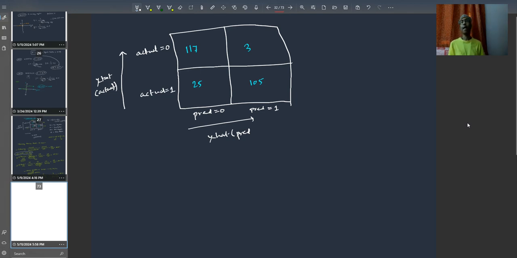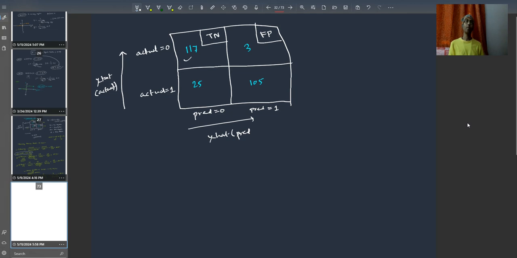Now, actually it was 0 and prediction was also 0. This is that box, right? This box we call true negative. The second box, the actual was 0, but prediction said it's positive. So we call it false positive. Because the actual was negative, prediction said it's positive. Actual said it's 0, prediction said it's 1. So this is false positive.